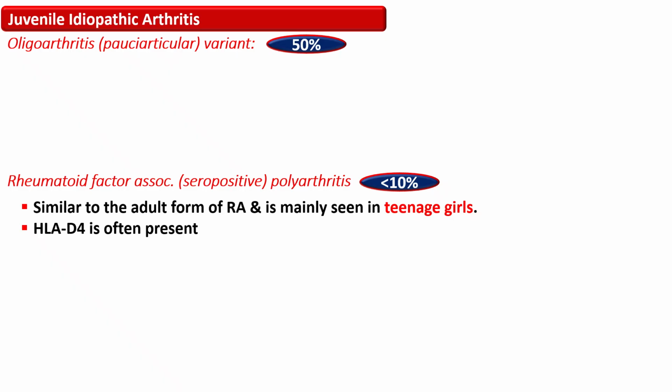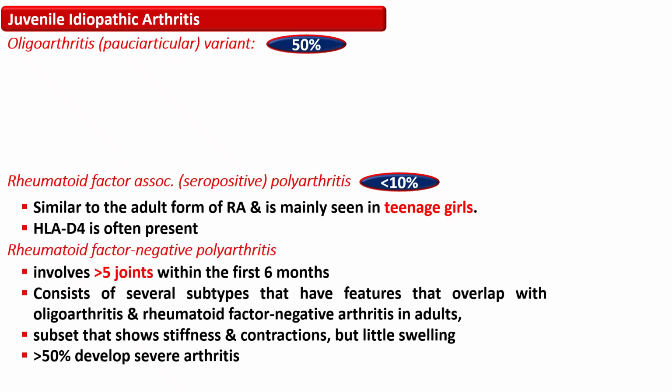The rheumatoid factor associated polyarthritis, or seropositive polyarthritis, affects less than 10% of individuals, and it is similar to the adult form of rheumatoid arthritis, but it is seen mainly in teenage girls. HLA-D4 is also present in this.